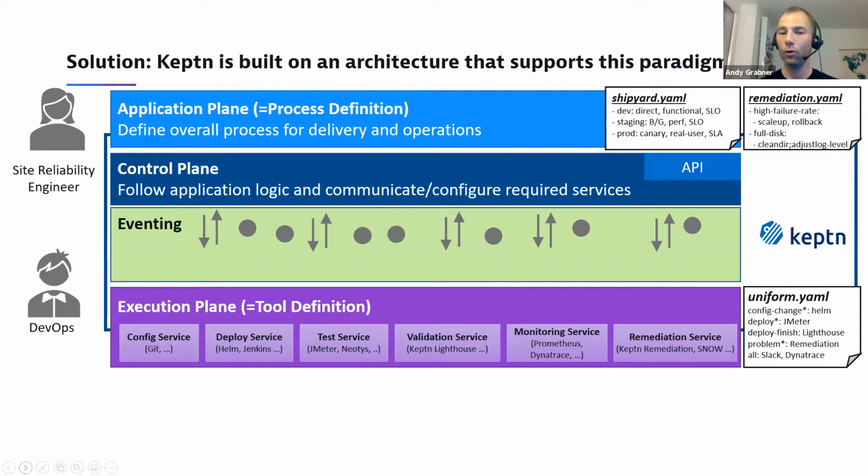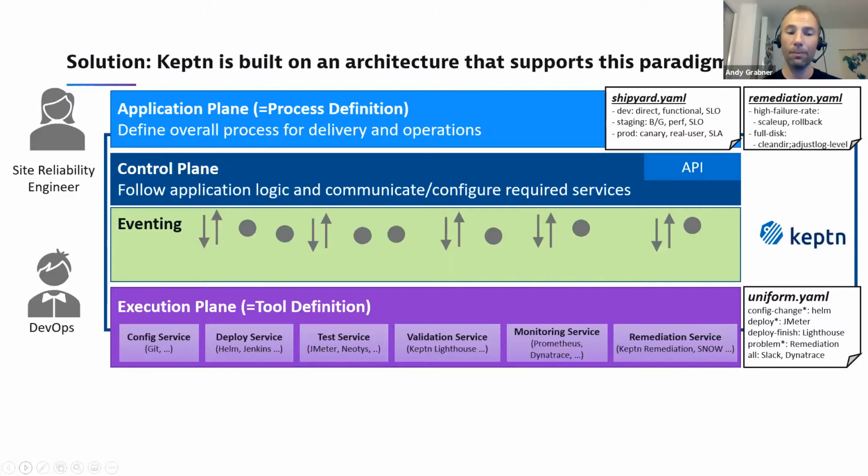The nice thing with this is also you can change the process without having to worry about which tools are currently integrated in this process, because this happens decoupled through events. You can also switch tools without having to worry about updating all of your pipelines where the current tool is used. So if you're switching, let's say, from Helm to Spinnaker, from Jenkins to Argo, from Prometheus to Dynatrace, or, I don't know, from JMeter to NeoLoad from a testing perspective, you just change the tooling configuration and that's it.